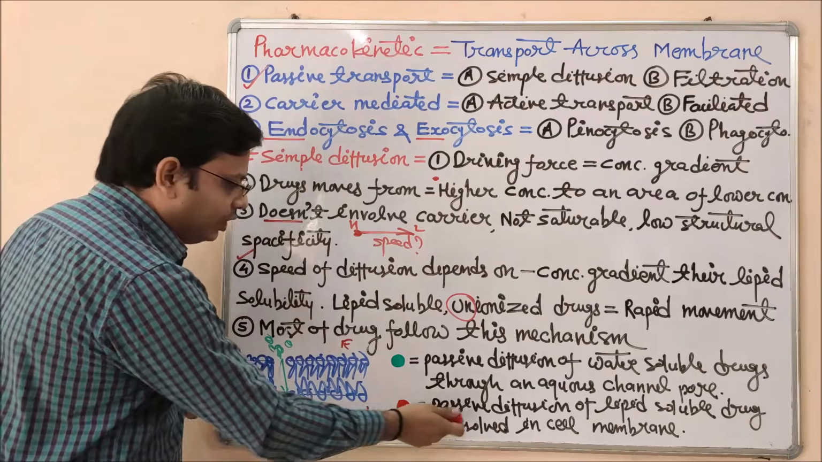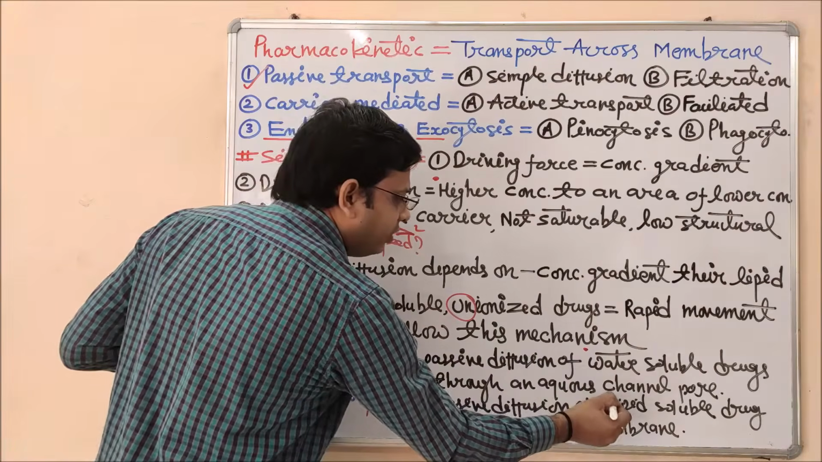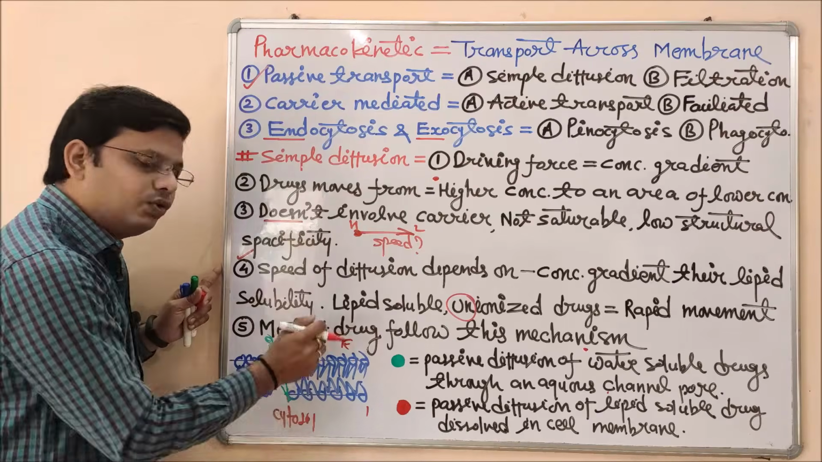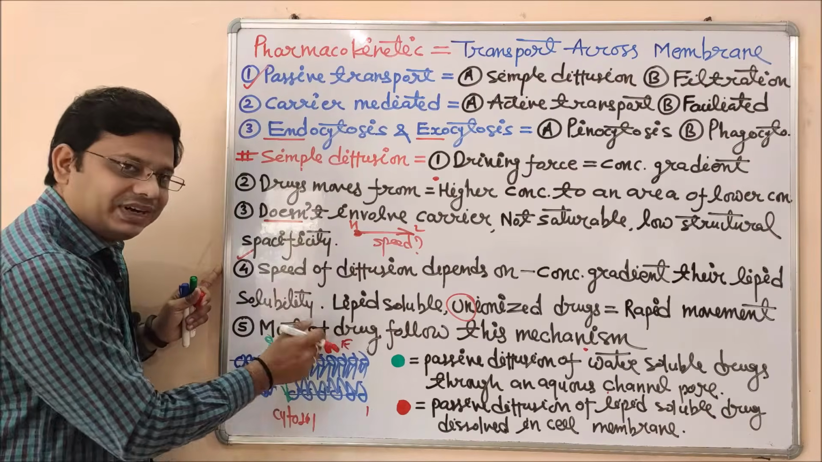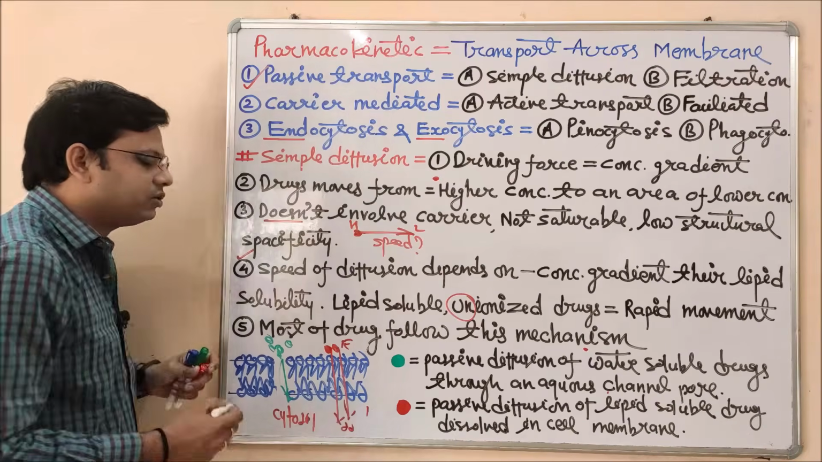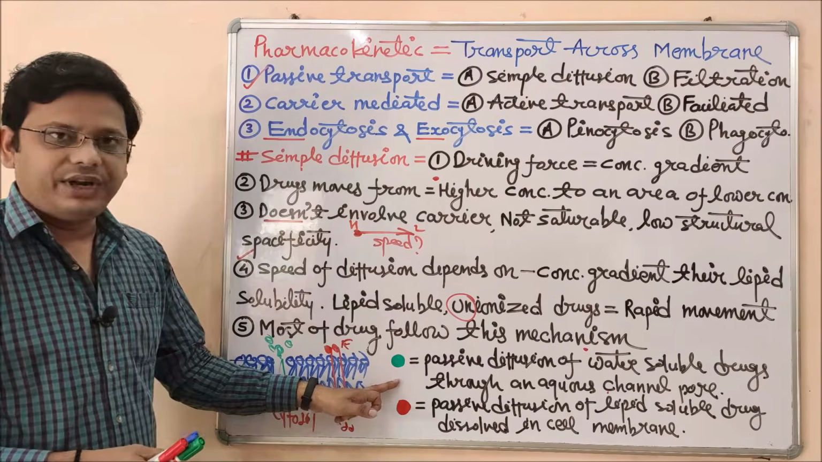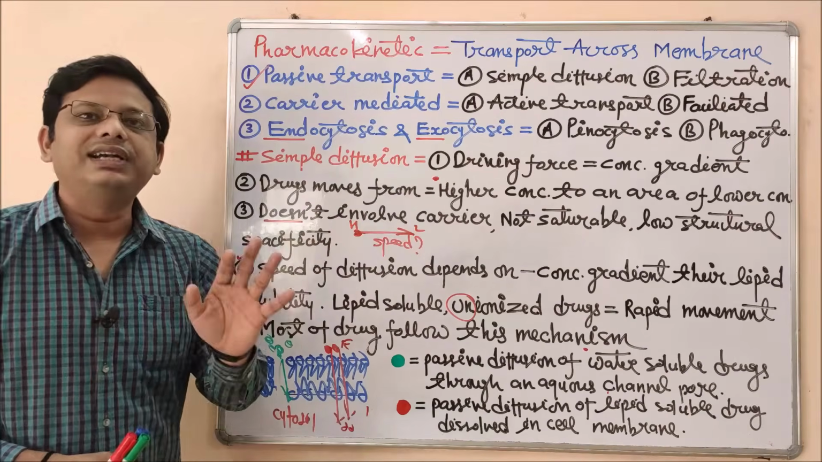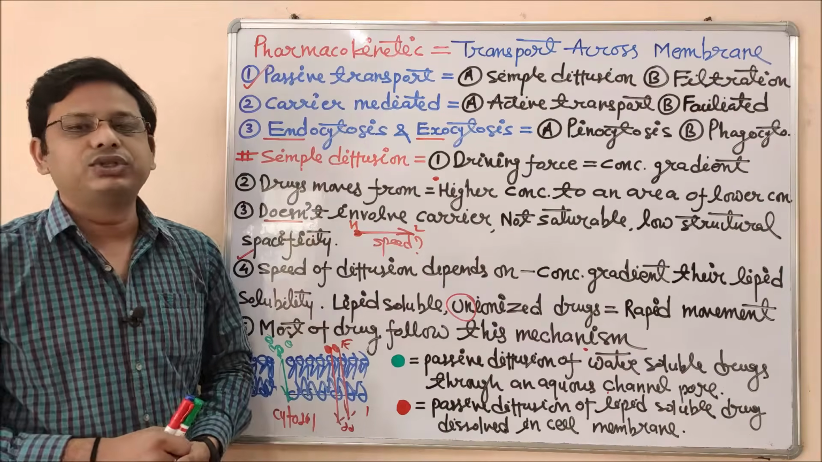In case of the red circle, this is the passive diffusion of lipid soluble drug. The main difference is water soluble versus the second one, lipid soluble drug, which will dissolve in the cell membrane and move across. So there is no need for any kind of pores. There are pores for water soluble drug, but there is no need of pores for the lipid soluble drug. They can move across the membrane by dissolving themselves in the membrane. So these two points are very important, and in the next part of the same video, in the next whiteboard section, we are going to study the filtration process of passive transport. This is very important. So let's move to the second whiteboard section.